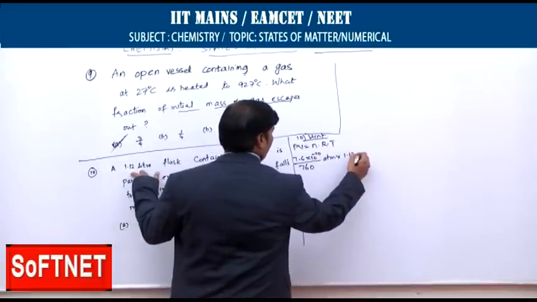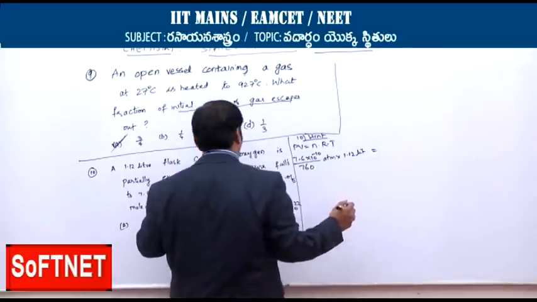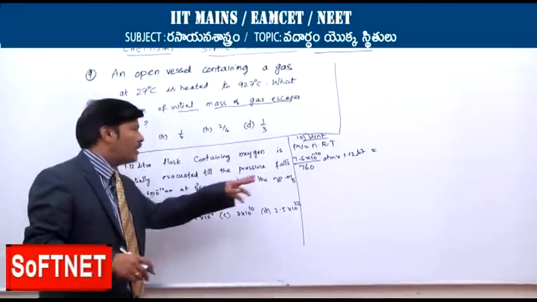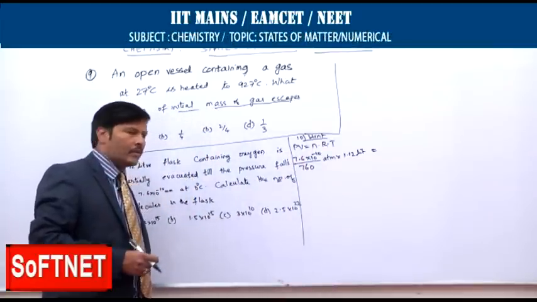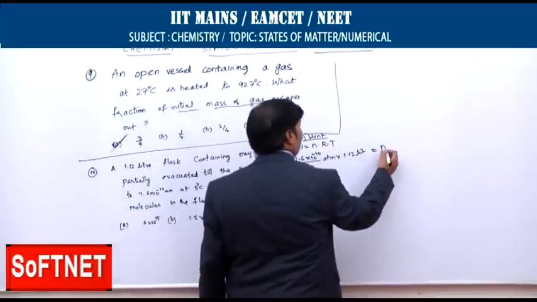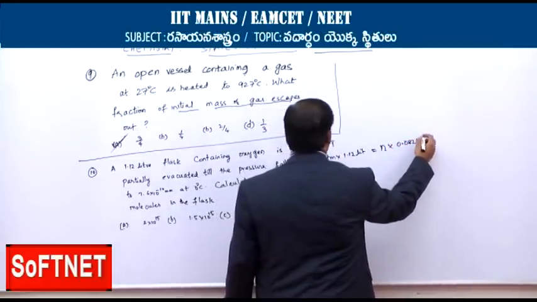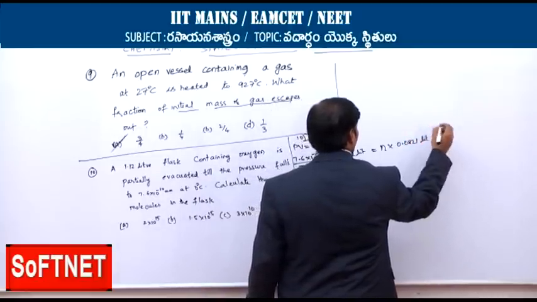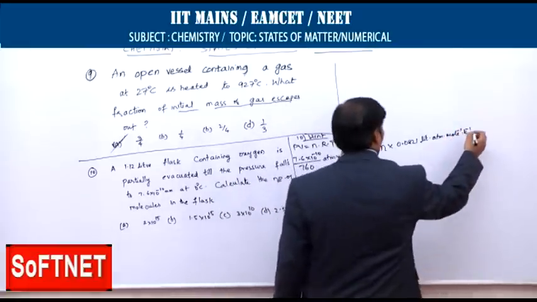So 1.12 liters is equal to number of moles we have to calculate, because ultimately it is asking number of molecules. If you calculate the number of moles, you can calculate the number of molecules, because 1 mole contains Avogadro number of molecules. So what I will do here is, I will take this N as it is, R value I am taking 0.0821 liter atmospheres per mole per Kelvin into temperature.